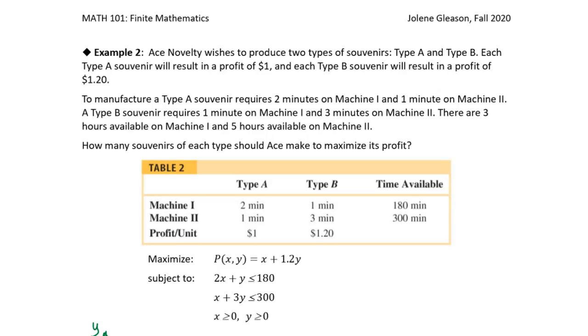All right, example 2 is our ACE novelty example from the previous section. So we had two types of souvenirs. We had some information about the profit we got from each type of souvenir and how much time those souvenirs take to manufacture on a couple of different machines. And the machines were constrained by the amount of time that was available.